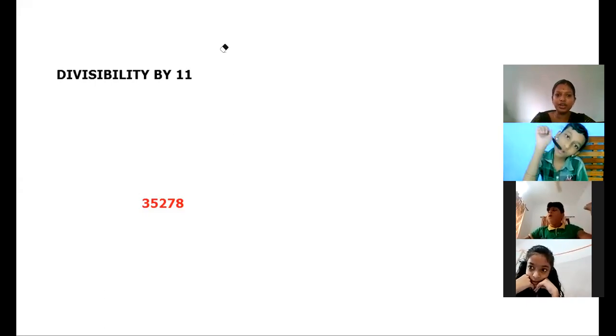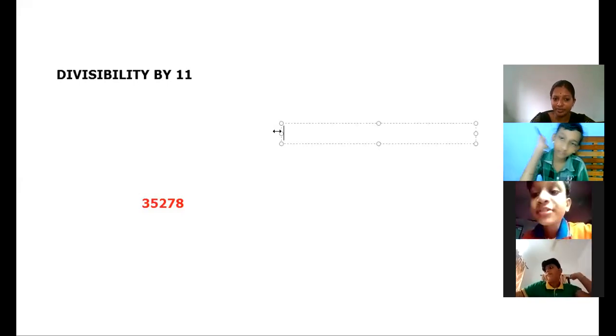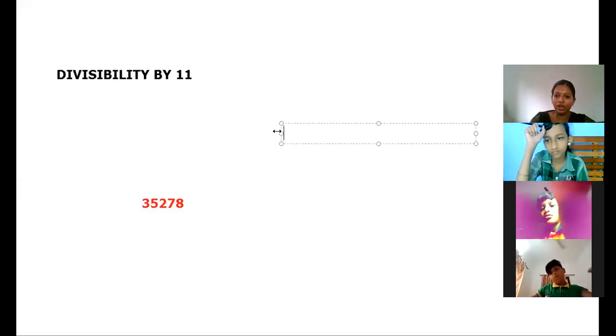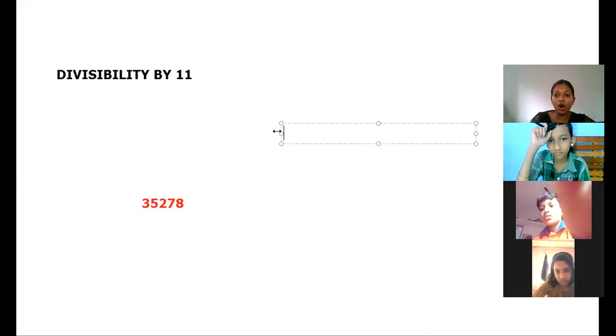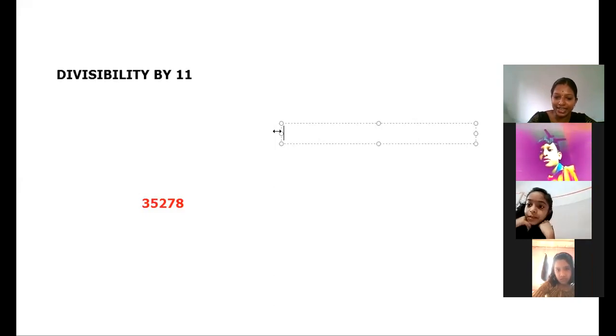Then what were our alternate digits? 35,278 is not divisible by 11. What are the alternate digits here? First there is 3, 2 and 8. Then what is the sum of 3, 2 and 8? The sum of 3, 2 and 8 is 13.